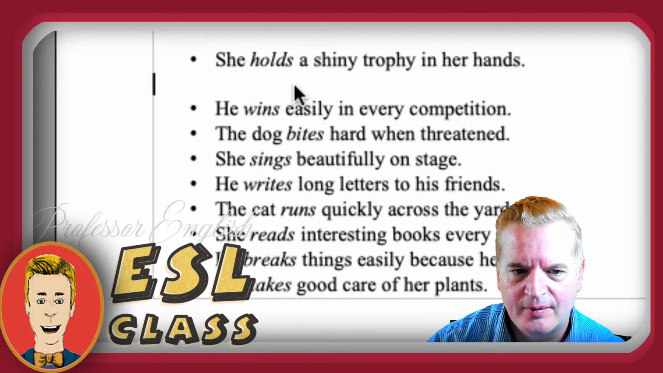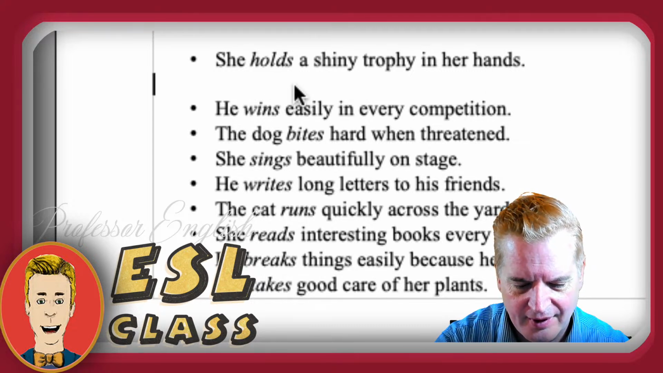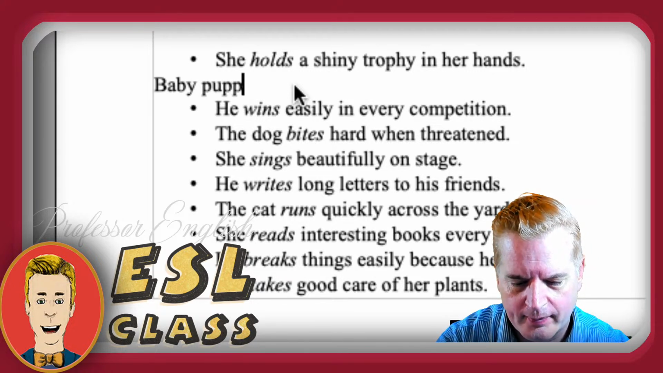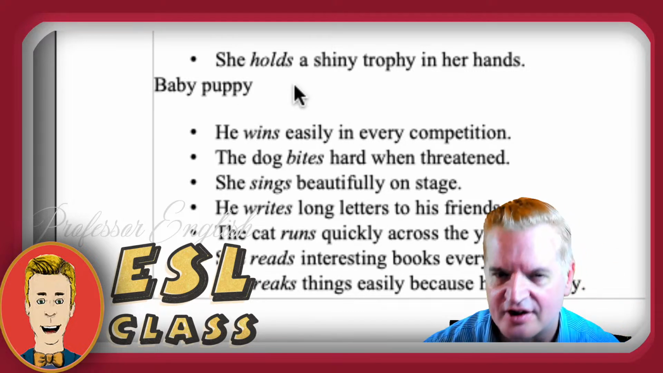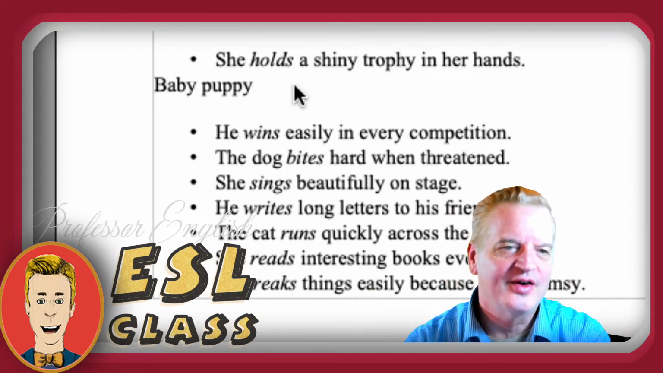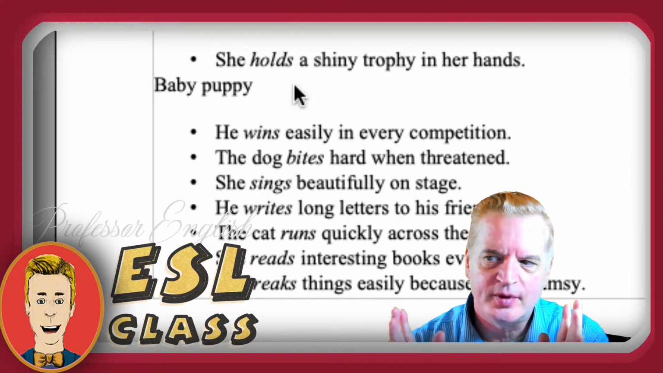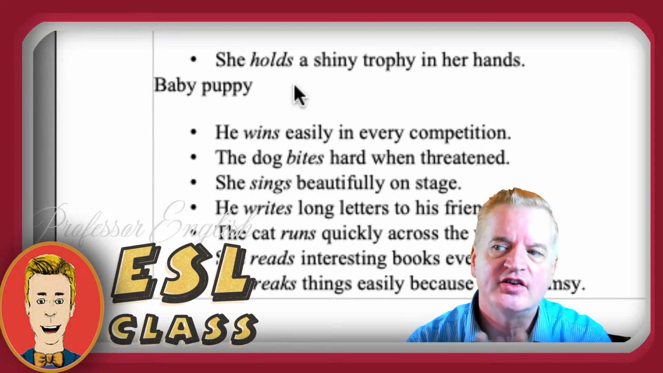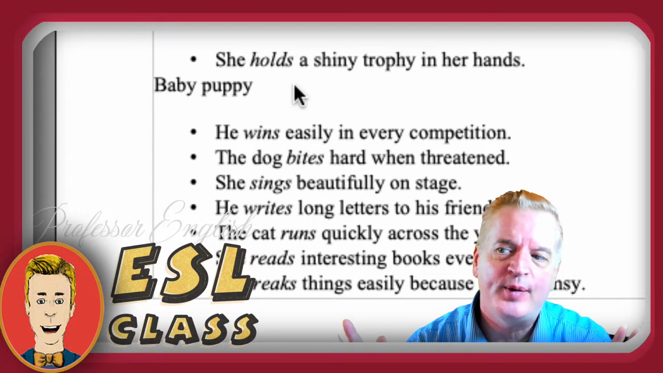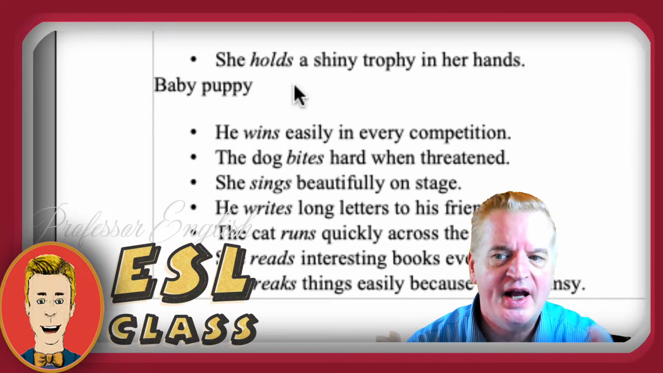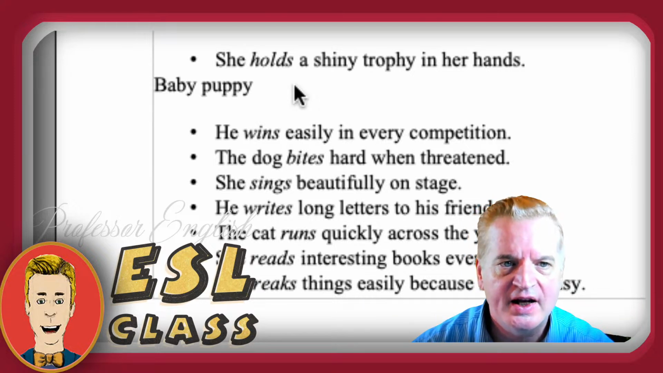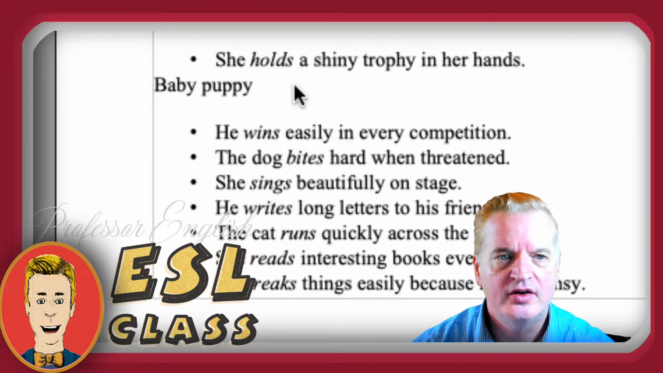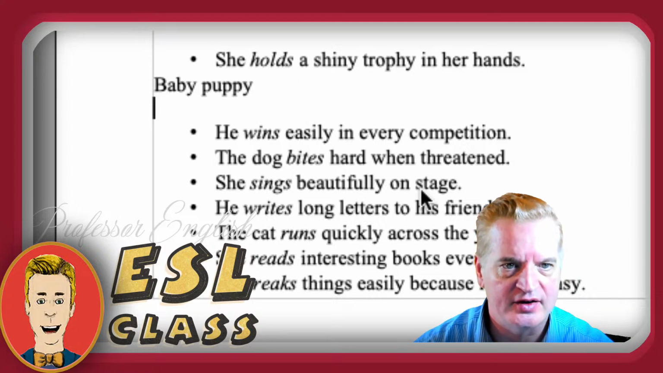Let's say, I don't know, let's say a baby puppy. It's kind of redundant, but I just wanted an adjective. So, what does she hold in her hands? A baby puppy. She holds a baby puppy in her hands. Baby here is an adjective. Let's make it our focus. She holds a baby puppy in her hands.